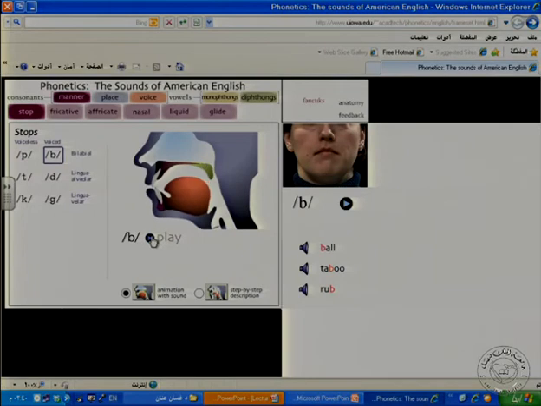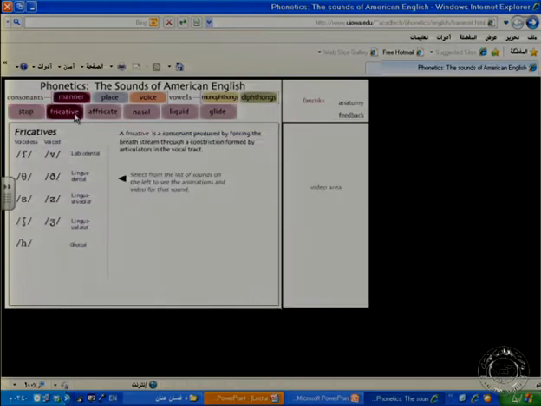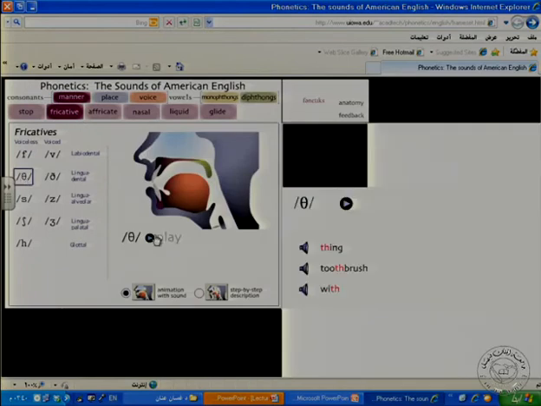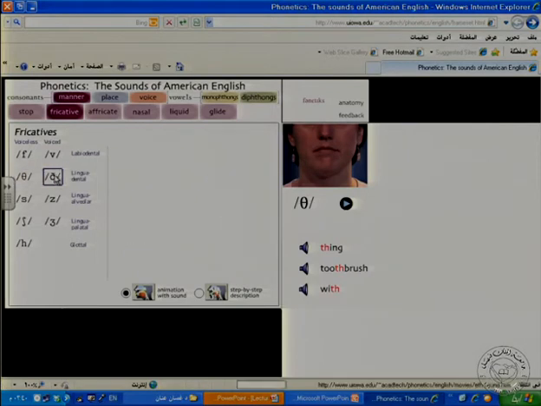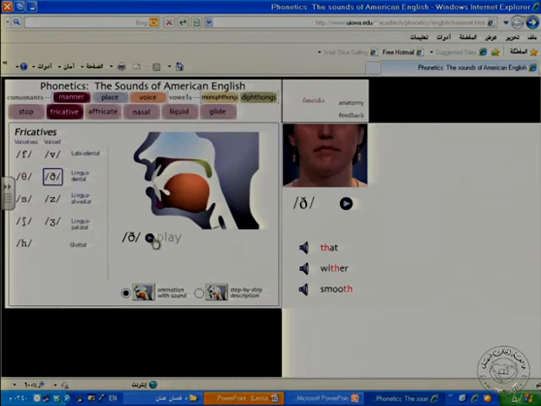See, b, b, b. Now, go to fricative. Again, we have a list of sounds. If you just click on this one, see, th. The tip of the tongue touches the front upper teeth. See, again, not the alveolar ridge. It's the upper front teeth. Again, as in the, see, the.